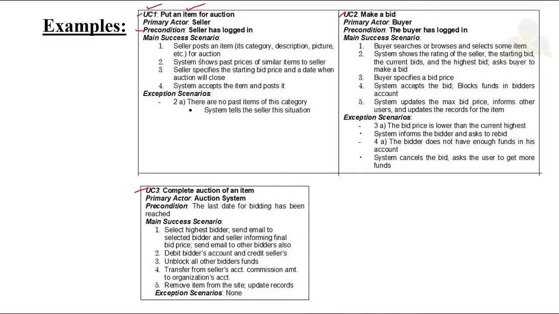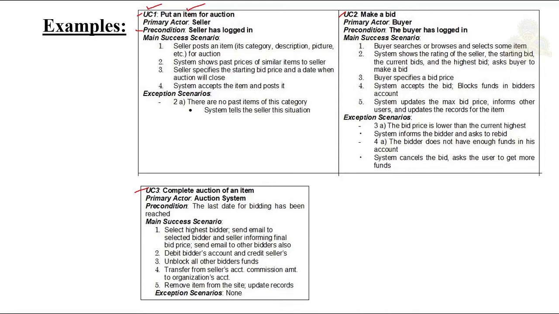Next, once he puts an item up for auction, the system shows him the past prices of similar items. Then the seller specifies the starting bid price. Suppose the seller has put a textbook up for auction.